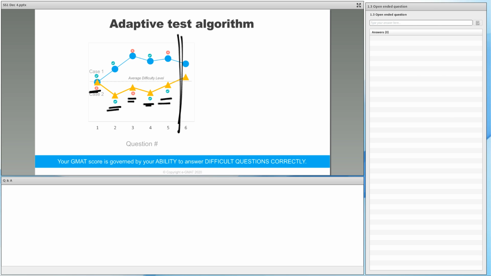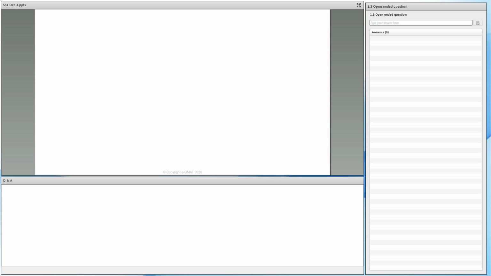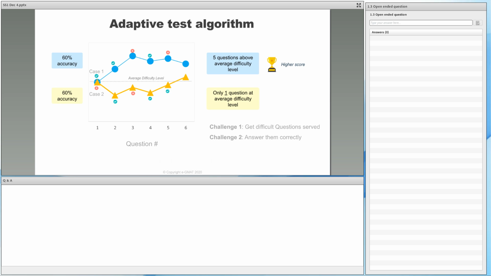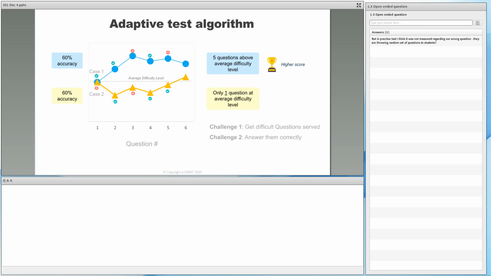So when it comes to the GMAT, there are two things that you need to do. Again, here is a summary of this. Student A got 5 questions. Each one of them was either at the average difficulty level or the more difficult level. Student 2 only got 1 question that is at the average difficulty level.